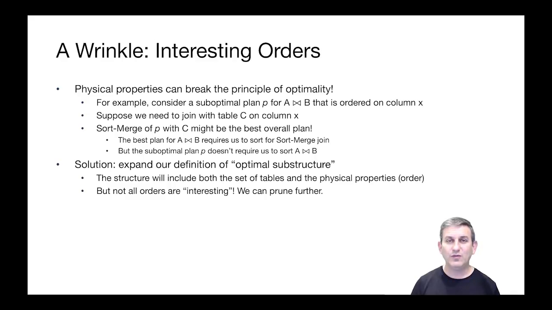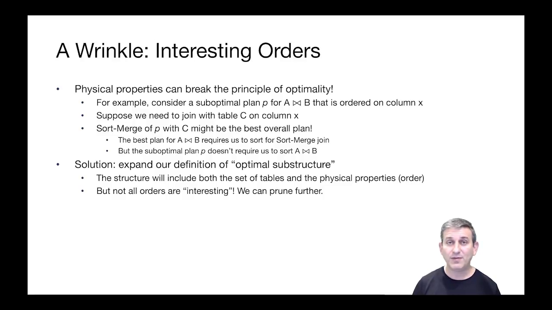So there's a wrinkle when it comes to dynamic programming, and that wrinkle has to do with ordering and physical properties. Physical properties can actually break the principle of optimality in a certain sense, and we need to account for that and fix it again. Let me give you an example. Consider a plan for A join B that is suboptimal. We'll call it P, little p. And this plan is not the fastest plan for A join B, but it has an interesting physical property. It's ordered by X. And suppose that the join with C is on column X.